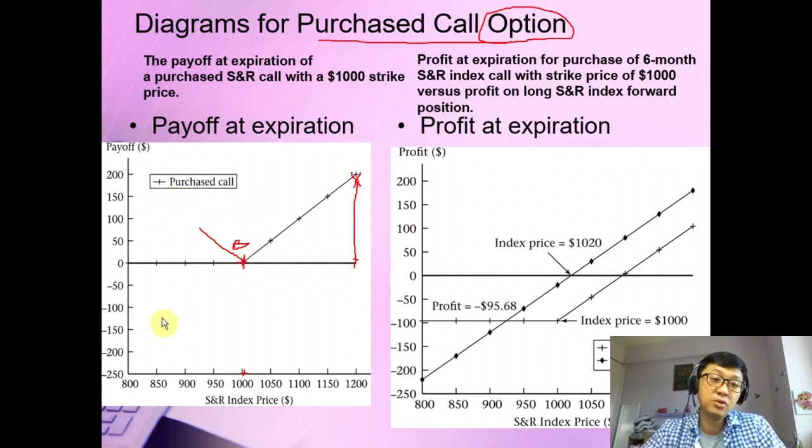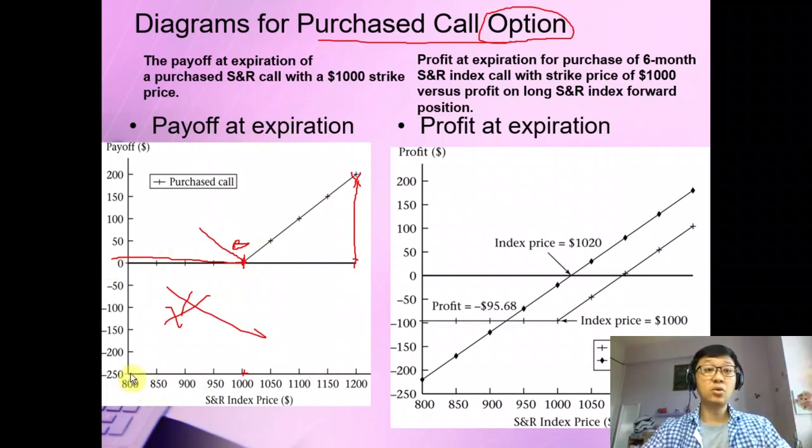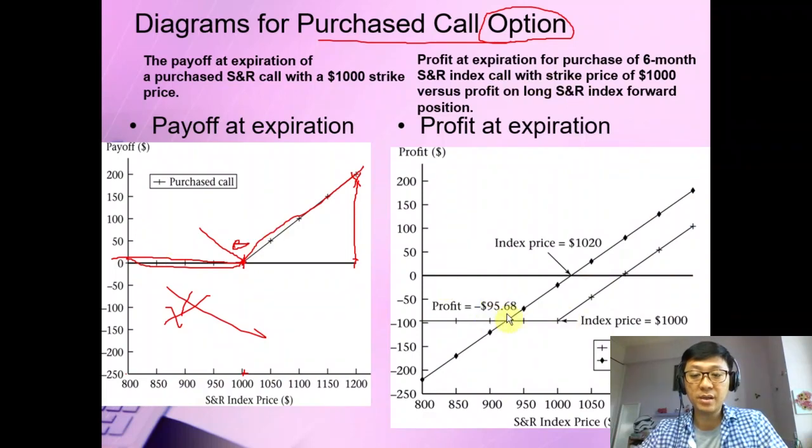But when the price goes down, in options you don't have this. If the price goes down to, let's say, $800, I have the option, but I say no, I don't want to buy at this price because I can buy at 800 from the market. I will walk away. So that's why the option payout graph is different from the forward. It looks like this. But of course, if the option has a premium, then you have to pay this premium.